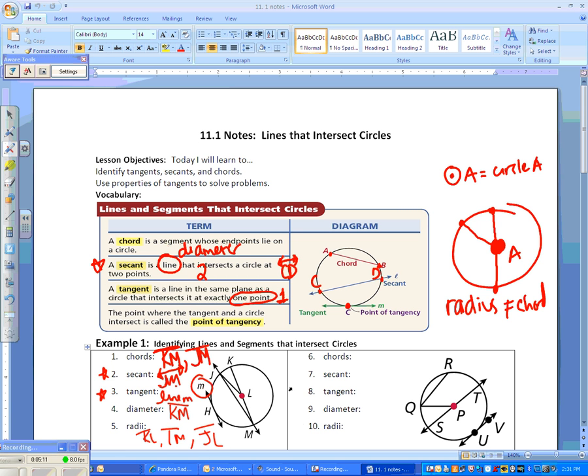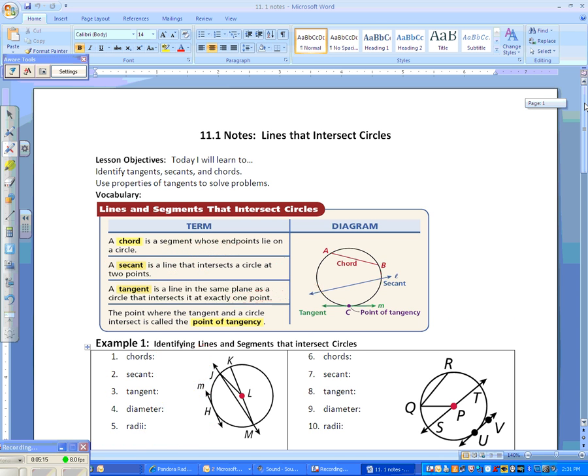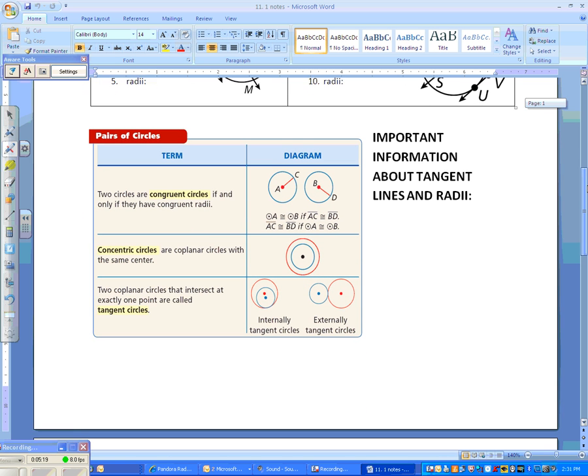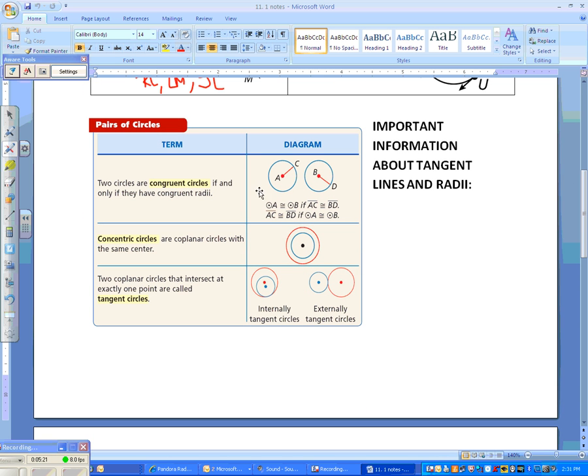You guys are going to do 6 through 10, and I will check 6 through 10 in class tomorrow. That's the first thing you guys are doing on your homework. You need to know the difference between a chord, secant, and a tangent. Some other important information about tangents, because this is mainly what we're going to be talking about.